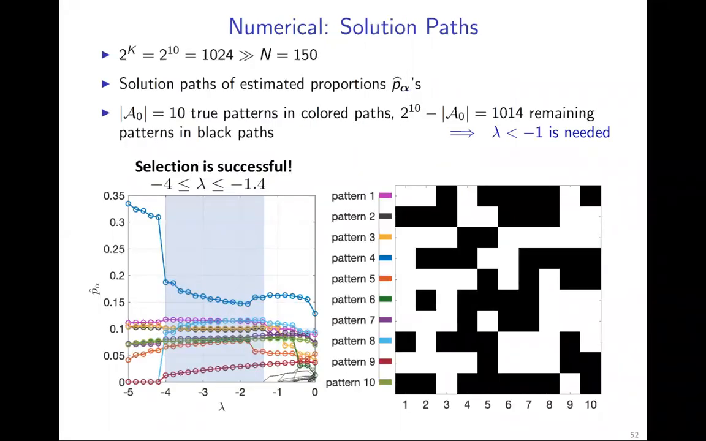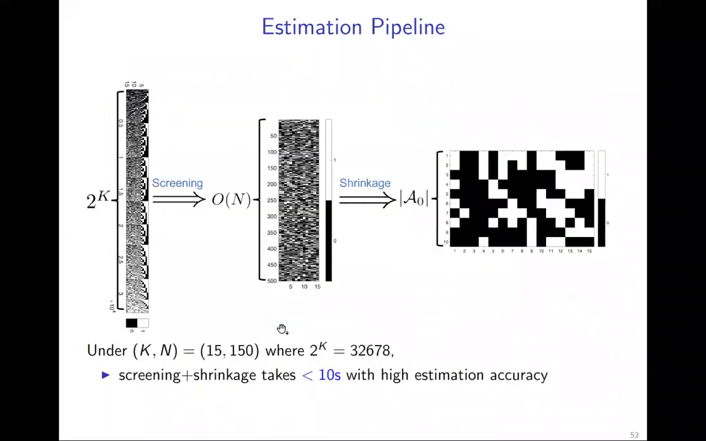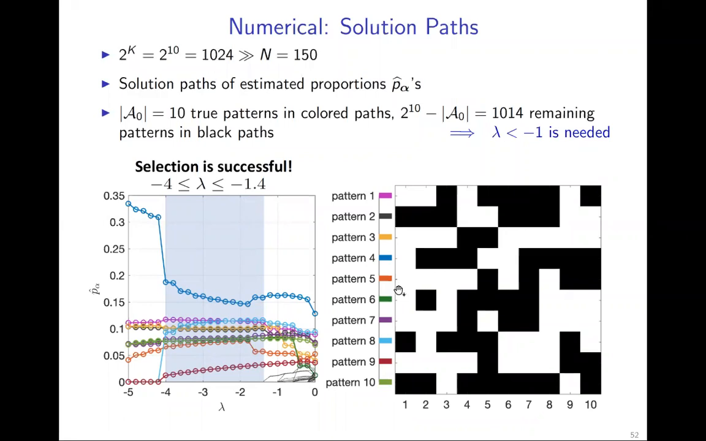And here is a numerical result. This is a truly high dimensional scenario because the possible number of latent patterns, 1,024, far exceeds the sample size 150. I'm plotting the solution paths of the estimated proportion parameters P versus the tuning parameter lambda. The 10 true latent patterns that I use to generate the data are plotted in 10 different colors, while all the 1,014 remaining patterns that do not exist in the population are plotted in black.